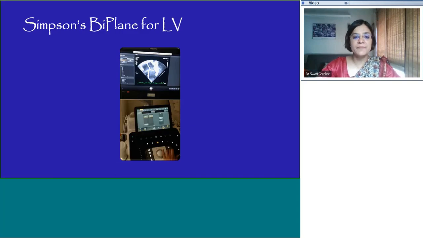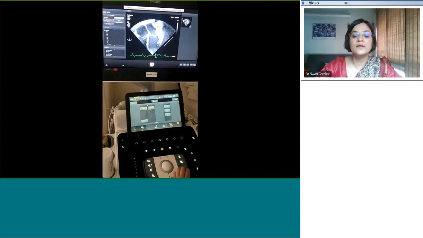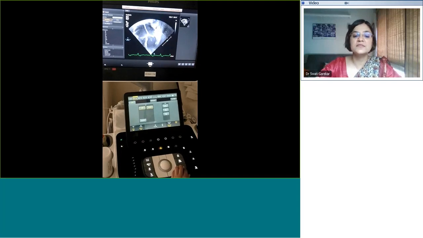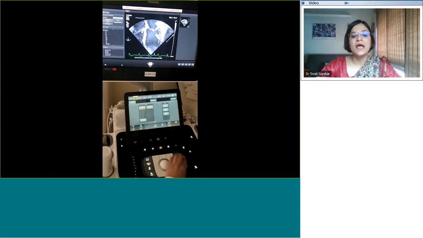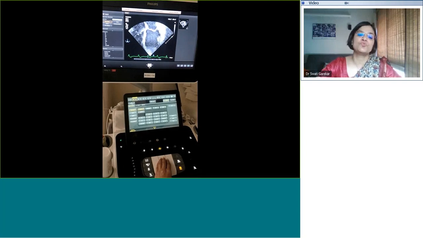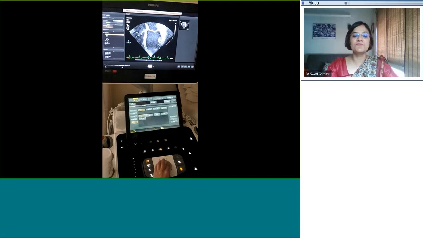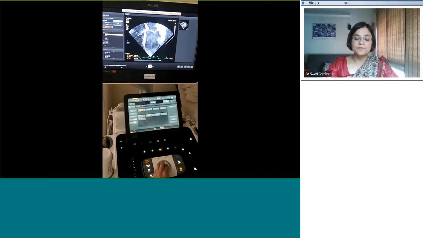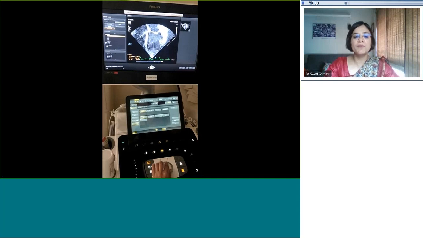Simpson's biplane for the LV. You ask your adult cardiologist to guide you for the first some time. And here we are optimizing how the LV looks, and we'll go ahead and the machine pretty much guides you. It says, select the biggest diastolic, the most distended LV that you can get with the mitral valve closed, and just as it closes, that's when the LV volume will be the most. So it'll give out a tracing, and then you go ahead and you optimize it.